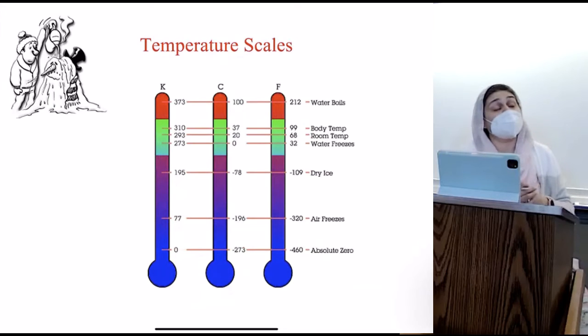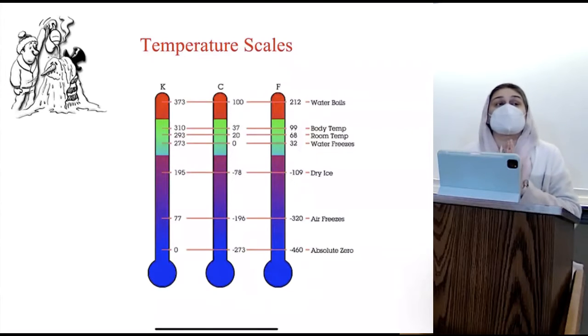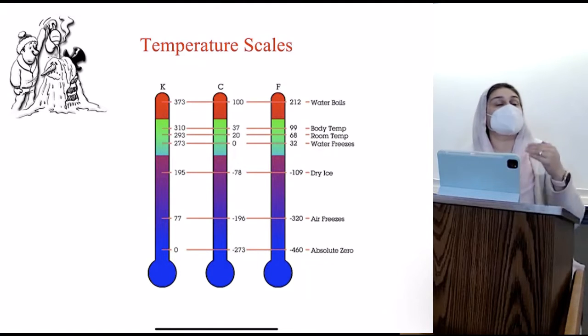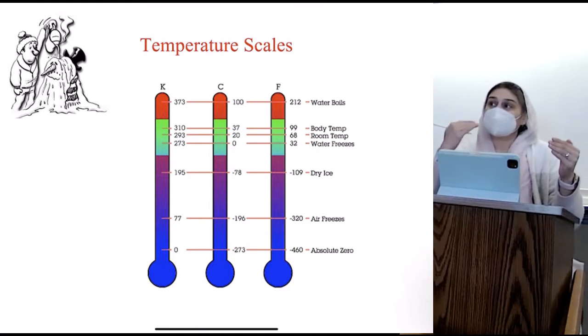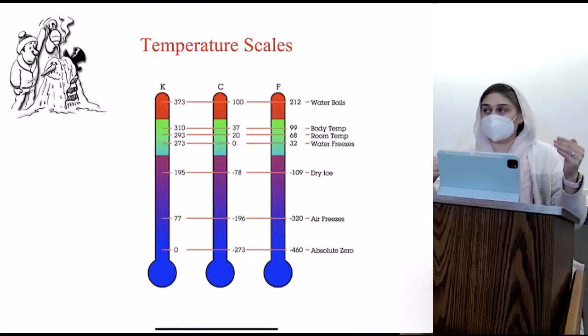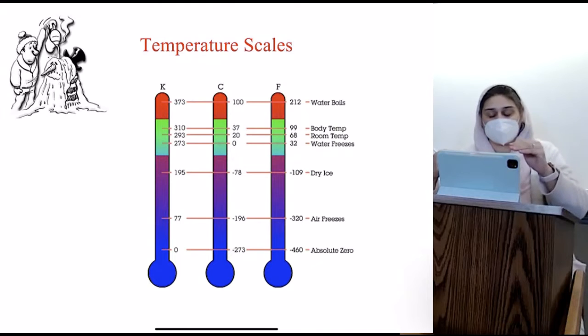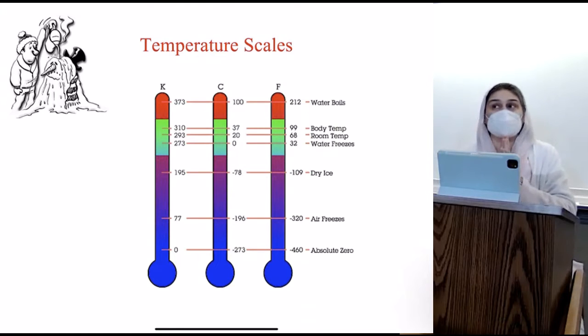Now, another thing that's very important when we think about sound waves is that sound waves depend on temperature. The higher the temperature, the quicker the speed of the sound. The lower the temperature, the lower the speed of the sound. And we will discuss that today. So there are three main scales of temperatures used around the world: Kelvin, Celsius, and Fahrenheit.